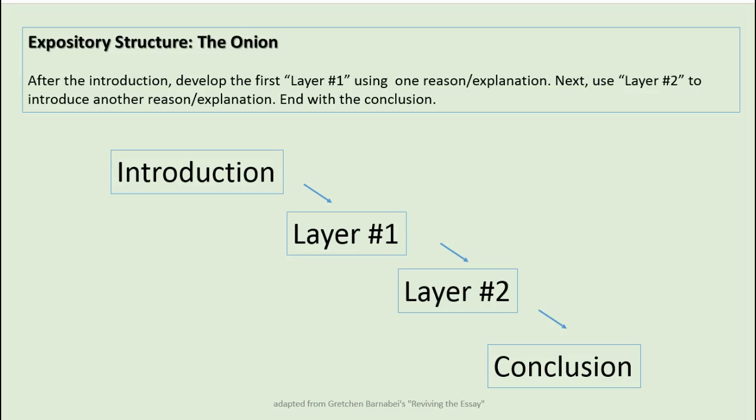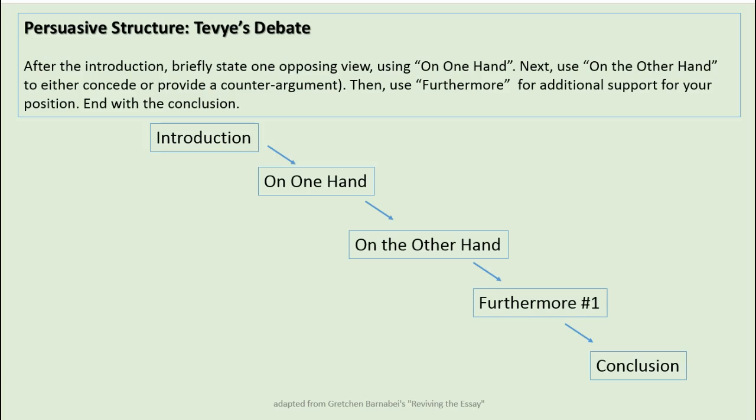Let's take a look at a structure for persuasive writing. For those working with the English 2 persuasive writing task, I would recommend Tevye's debate. Students would, of course, include an introduction and conclusion. However, they would be able to include their point of view, an alternate point of view, and then go back to supporting their point of view, which strengthens a persuasive essay.